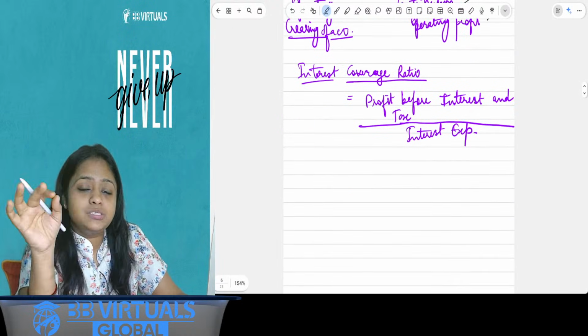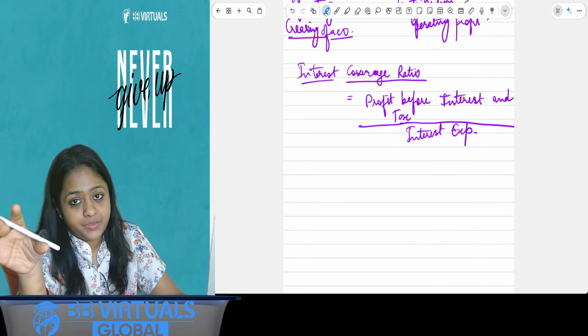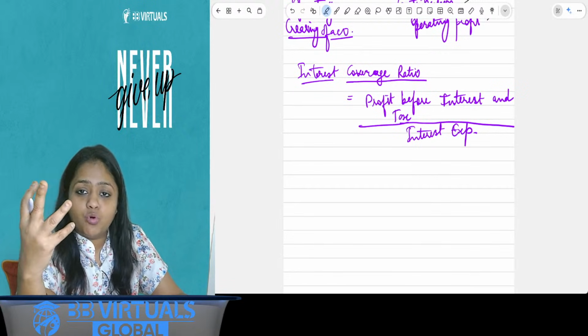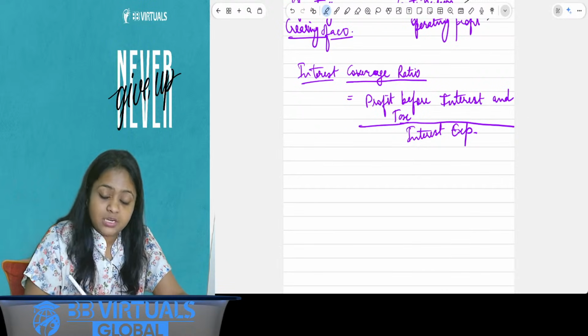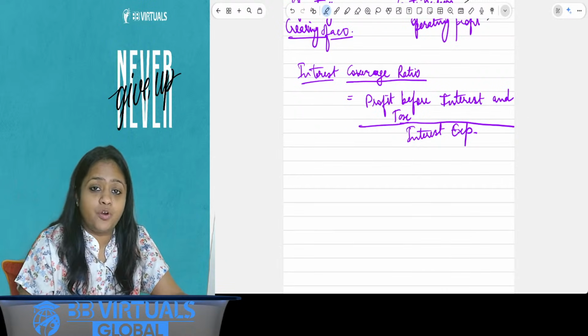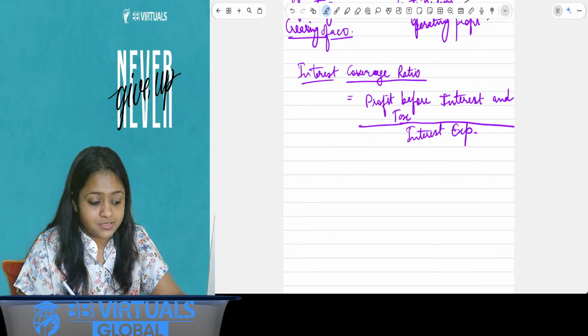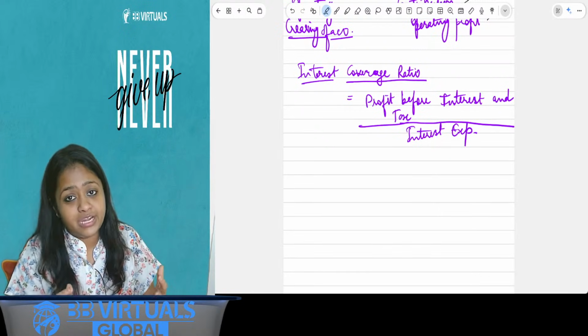Interest coverage ratio simply shows us the times by which your profit is covering the interest cost for an entity. Of course, we need more times the profit to be covering the interest cost. Here it is calculated as PBIT, profit before interest and tax, divided by interest expense. That simply shows the number of times that the profit is covering your interest cost.